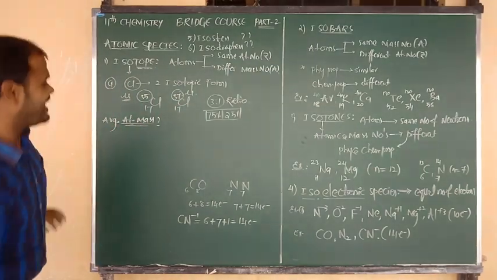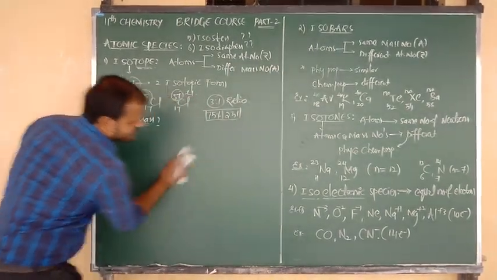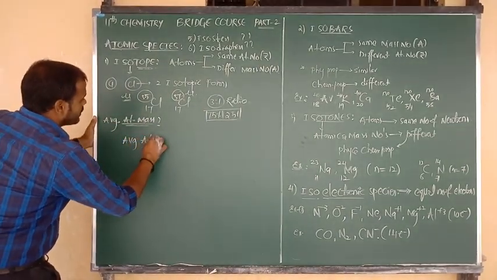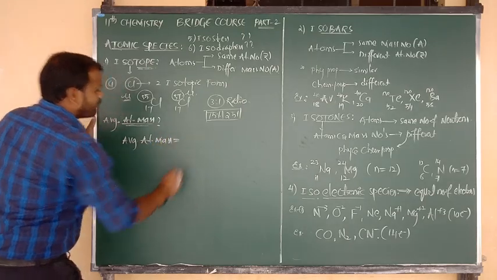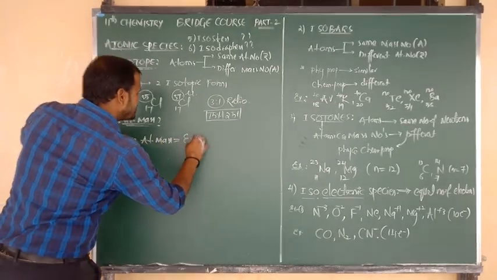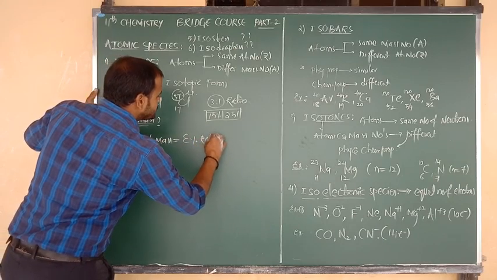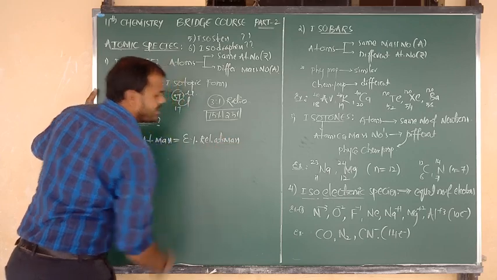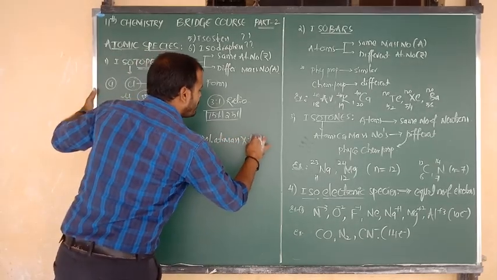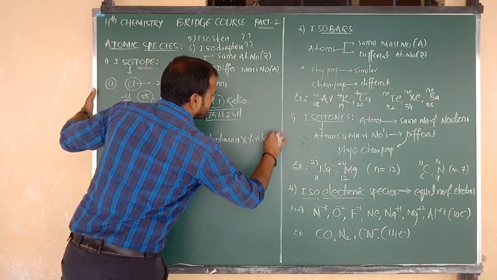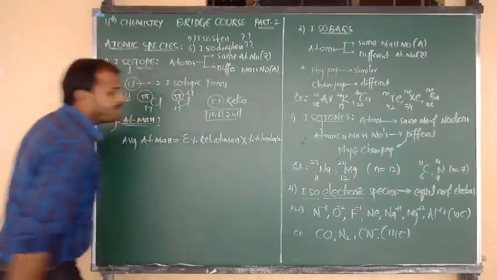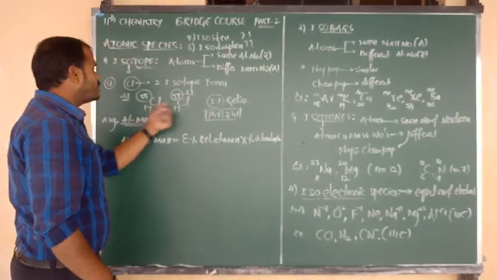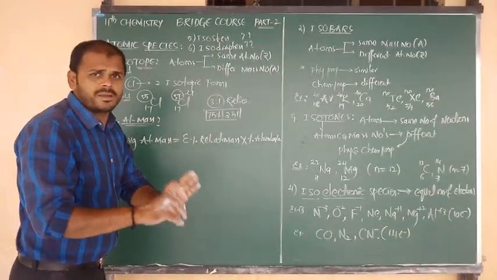So the formula to calculate the average atomic mass. It can be calculated by using the formula: summation of relative atomic mass into percent of abundance. So relative atomic masses into percent of abundance. Okay na? Two isotopes we sum, three isotopes we have to sum, like that.